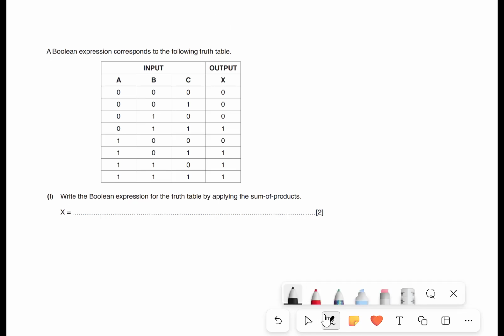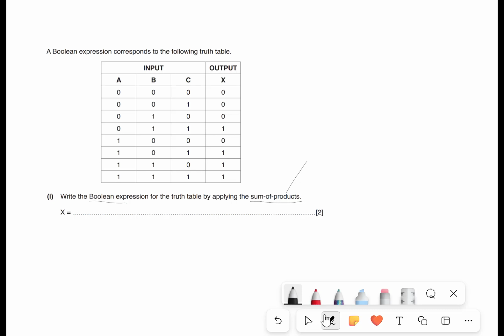So instead of us using a circuit, we're going to have to do a Boolean expression based on this truth table. And we're going to be doing something called sum of products. I'm going to show you this in action, but I'm going to very quickly tell you what product means and sum means.